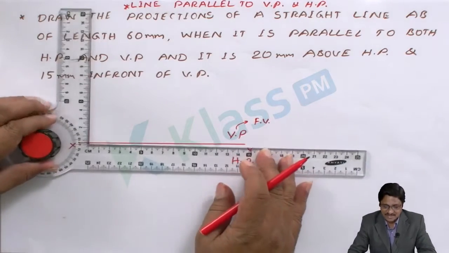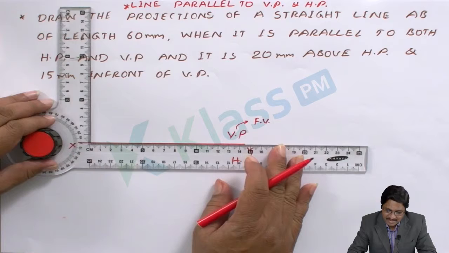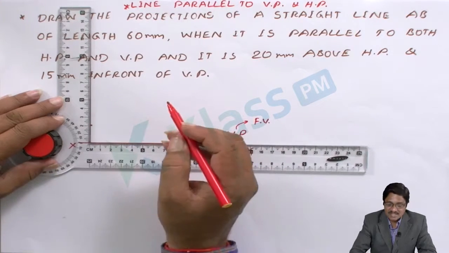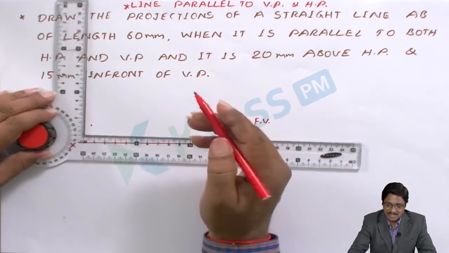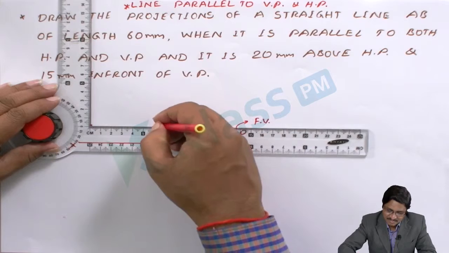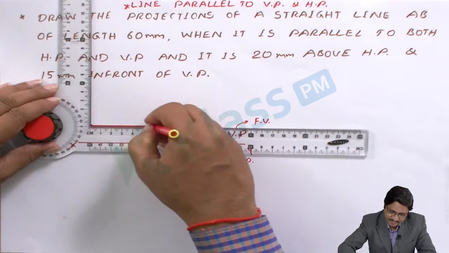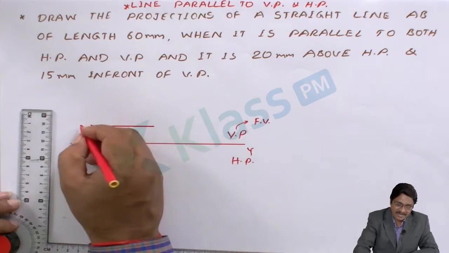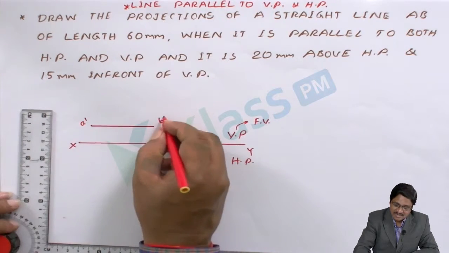To satisfy that, I am taking the line at a distance above, 20 mm as given. Since it is parallel to HP, I am drawing it parallel. The line length given is 60 mm, the same 60 mm line I have to draw. Above HP means 20 mm. Being parallel, I draw it parallel. Let me identify this as a dash and this as b dash.